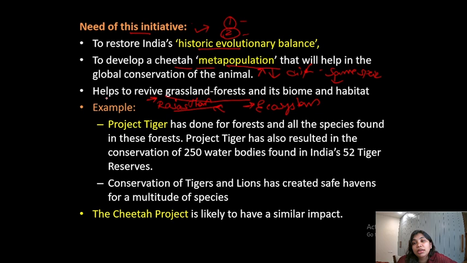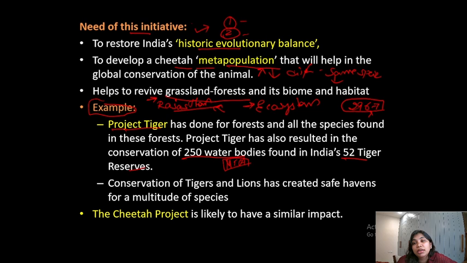See, we already have an example. You can ask, ma'am, how is this possible? Just by introducing the cheetah, how can we revive a grassland? For that, we have already seen Project Tiger. The National Tiger Conservation Authority took serious measures to protect the tigers. So what happened in Project Tiger? We increased the tigers to 2967. At present, we have 2967 tigers in India. Because of these tigers, we have to conserve 250 water bodies in 52 tiger reserves of India.